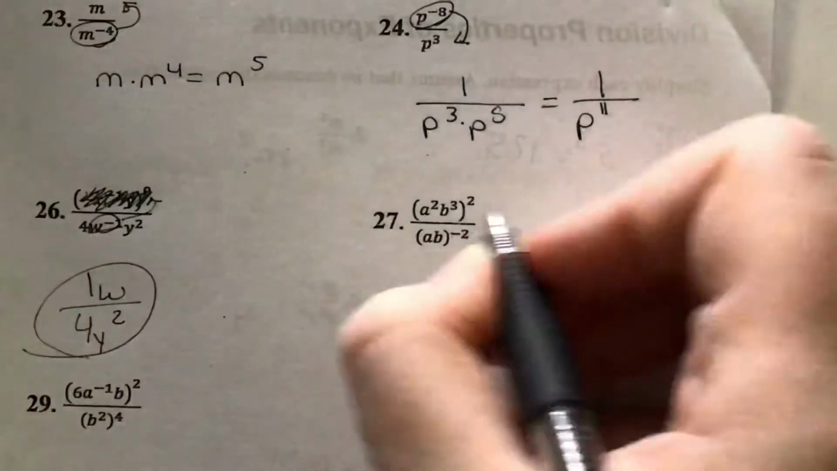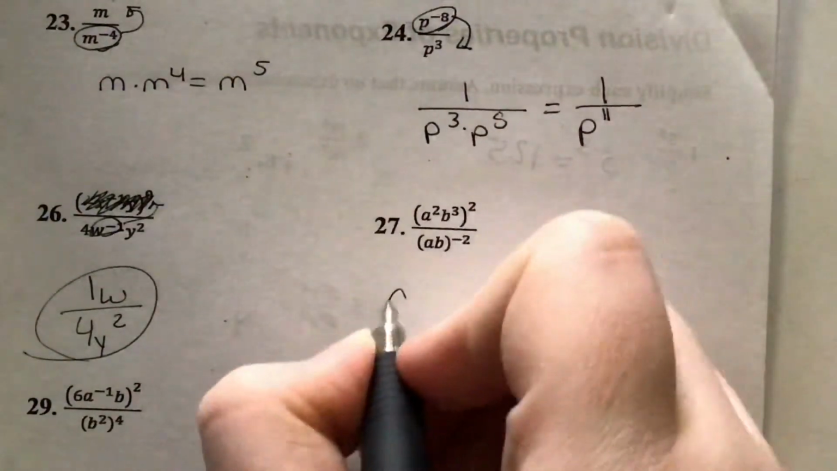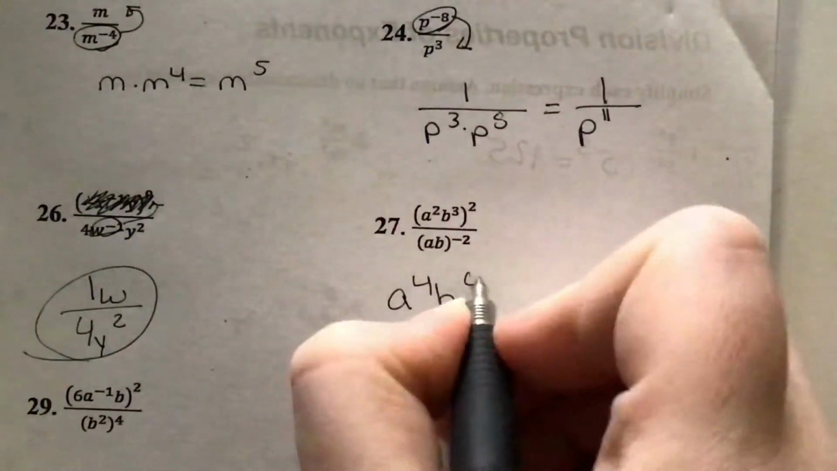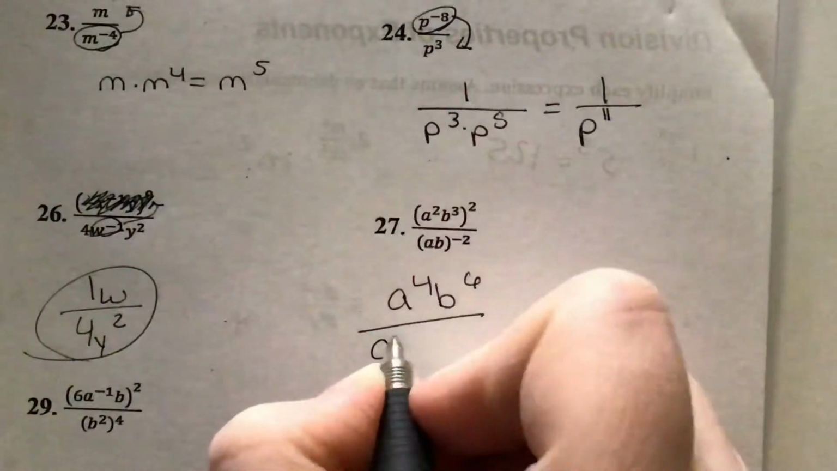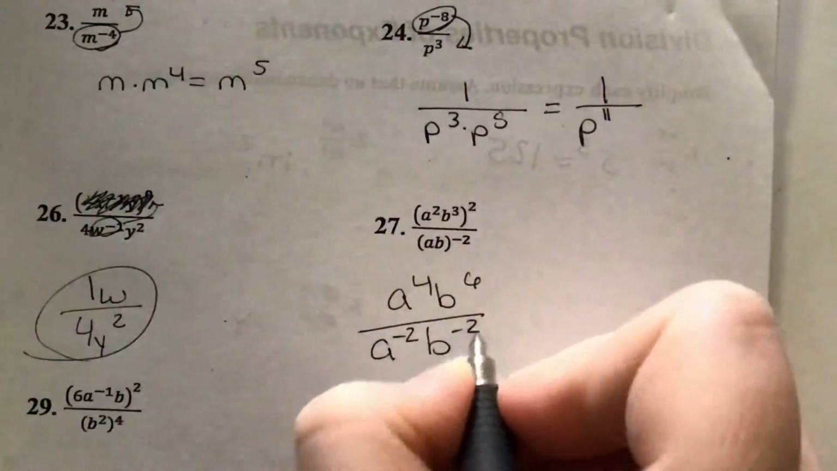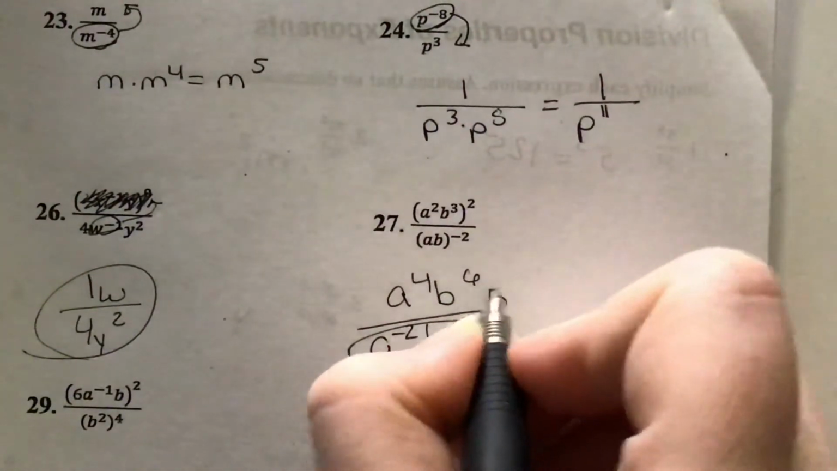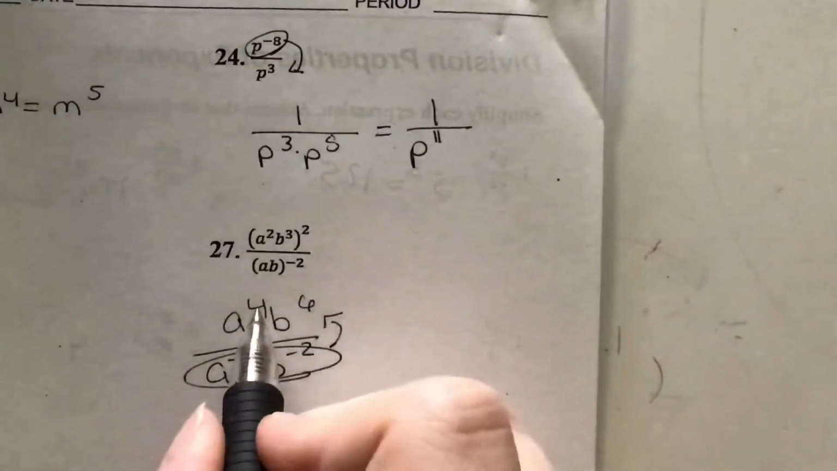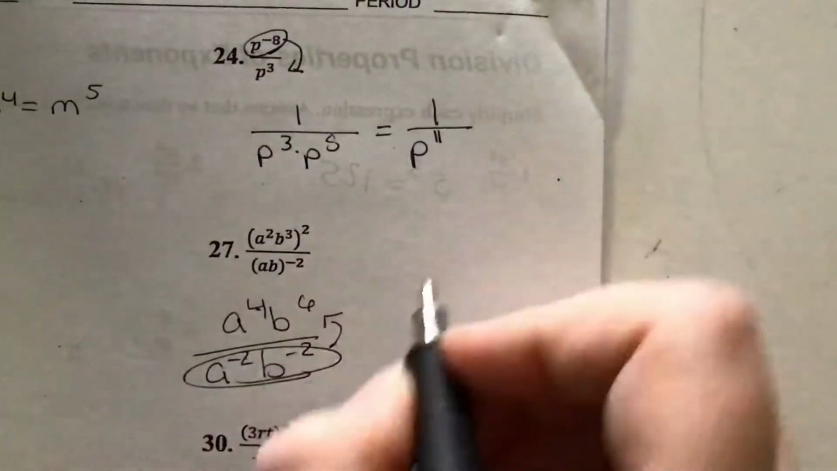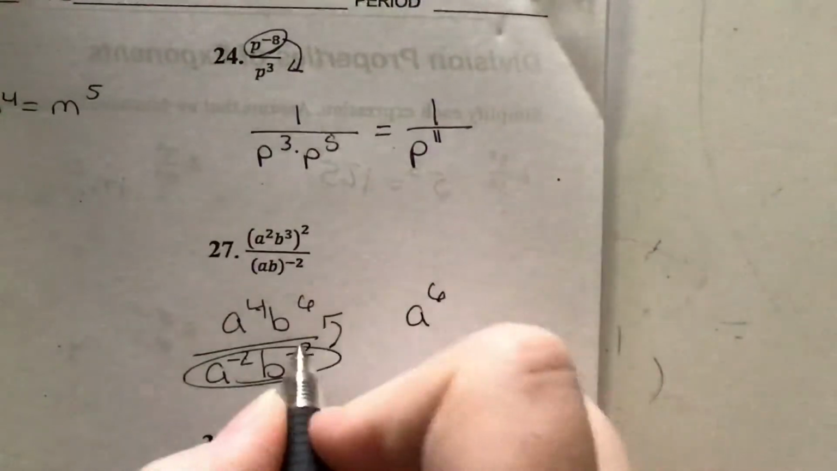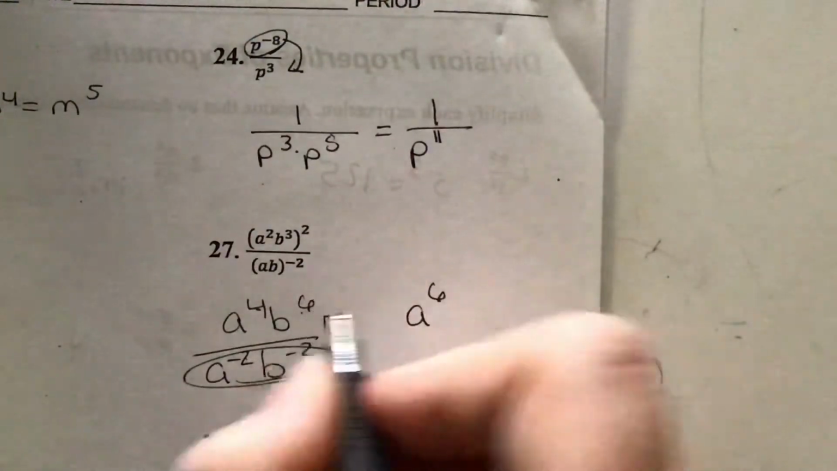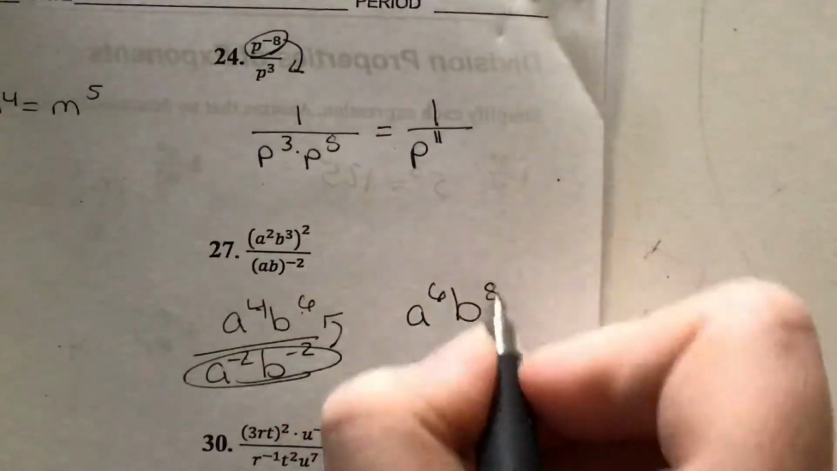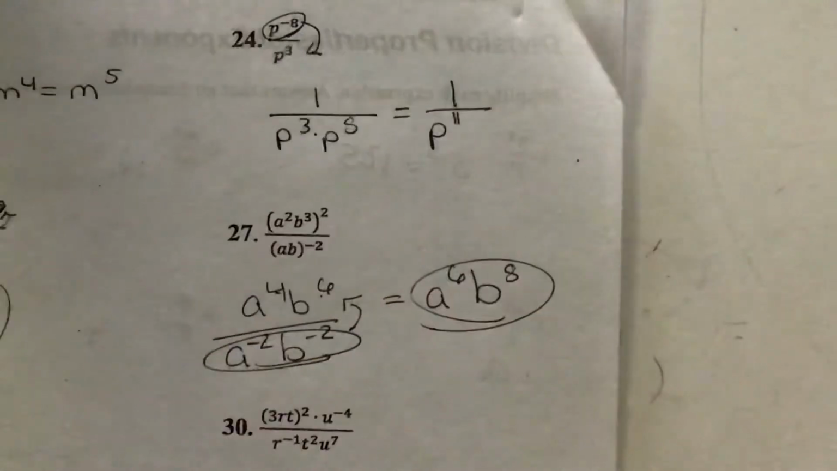Okay, this one you're going to square, so a to the 4th, b to the 6th power, a negative 2, b negative 2, so both of these guys got to move up. So for a, if you already had 4 there and you're adding 2, that's a to the 6th. For b, if you already had 6 and you're bringing up 2 more, that's 8. This is the final answer.